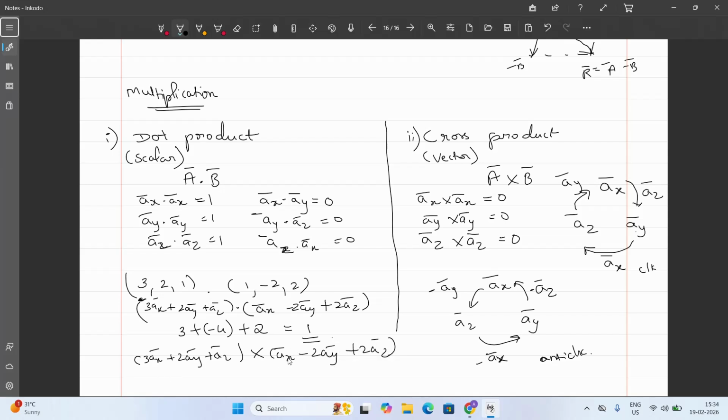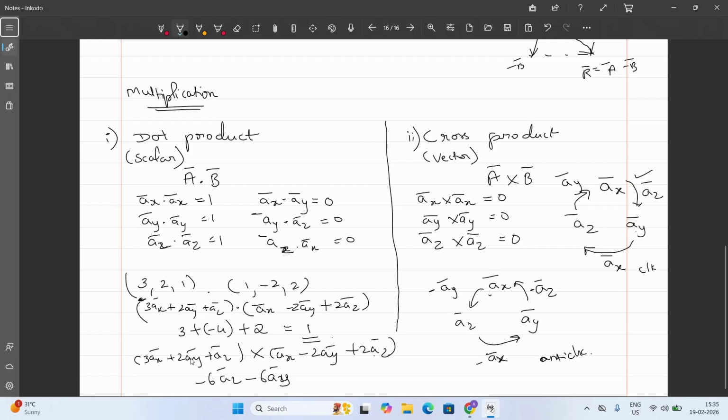Ax with ax is 0. You cannot do that, but ax with ay you can do. So it is 3 into minus 2, minus 6. When you do x cross y, it is this one. X cross y means the answer should be z. Next, x with z. If I go in reverse direction, first x then z, then the answer is minus ay. Minus 3 into 2, 6 ay.